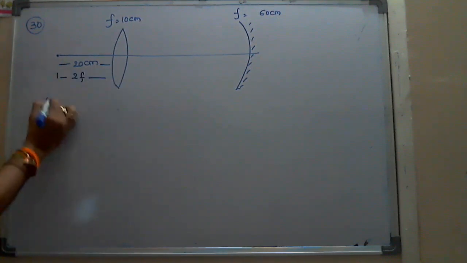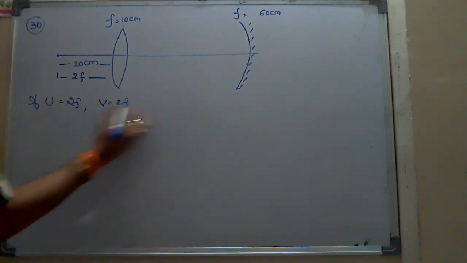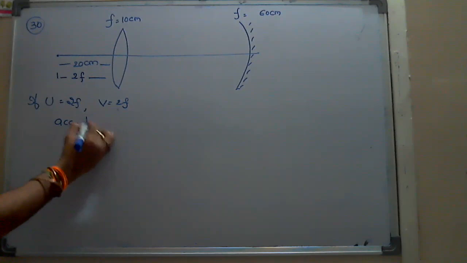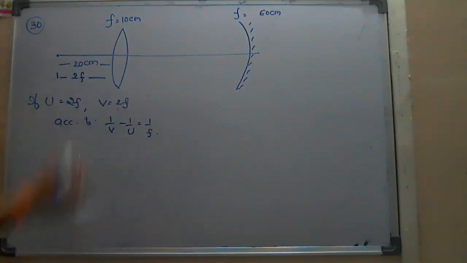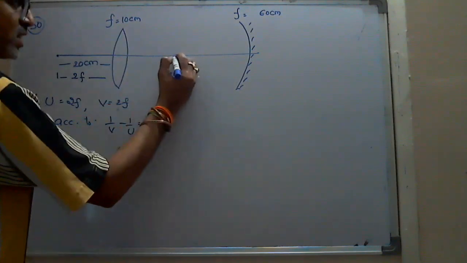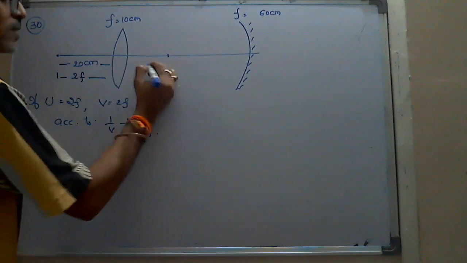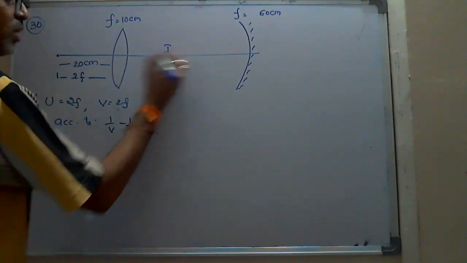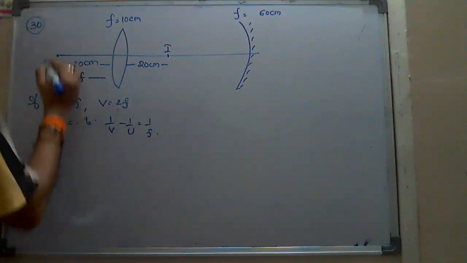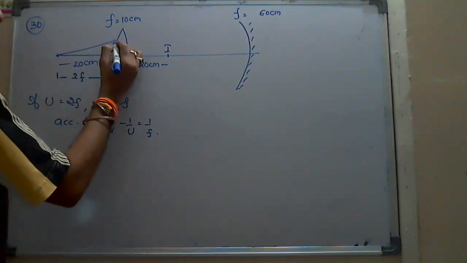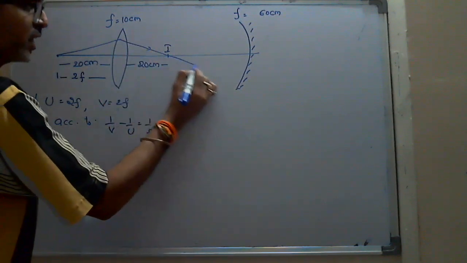And you know, if u is equal to 2f, then v is also equal to 2f according to the formula 1 by v minus 1 by u is equal to 1 by f. So the image will be formed at a distance of 20 centimeters on the other side, since it is a convex lens. Here the image will be formed at 20 centimeters. Means the light rays coming here will converge to this point, and they are incident on the concave mirror.